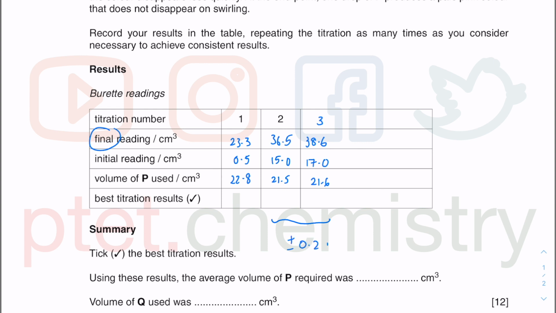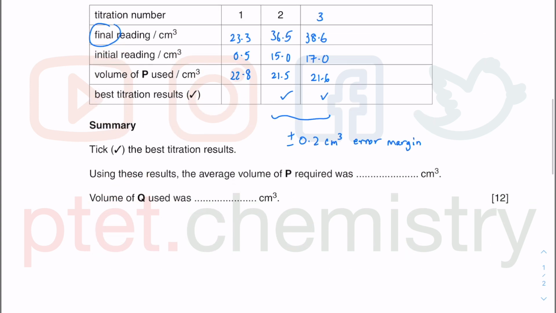You are allowed up to 0.2 cm cube plus minus error margin. Of course, the better you are as a chemist, the smaller this error margin, as close to 0 as possible. But due to the accuracy of the burette, one decimal place, we could have up to plus minus 0.2 cm cube accepted for our best titer. Okay, I already ticked the best titration results. So using these results, the average volume of P, this goes into the burette. That was your KMnO4, the purple colored solution. So I need to show my average. Showing the averaging is quite an important process.